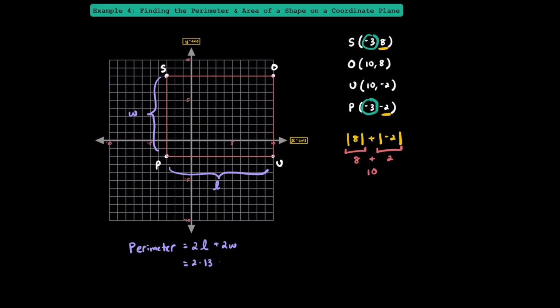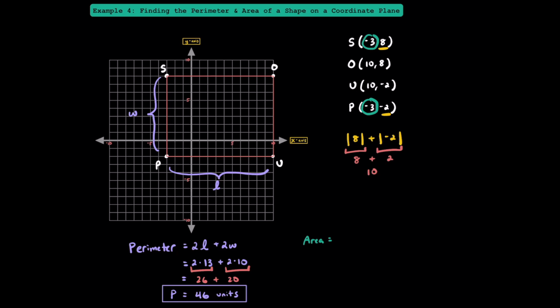Since SP and OU have the same length, we can say that we have two of these measurements that are 10 units long. Simplifying this a bit, the 2 times 13 is going to be 26, which is the bottom and the top, and the 2 times 10 is going to be 20, which is the left and the right. Adding these two measurements together, 26 plus 20 is going to be 46. The perimeter of this rectangle is 46 units around.